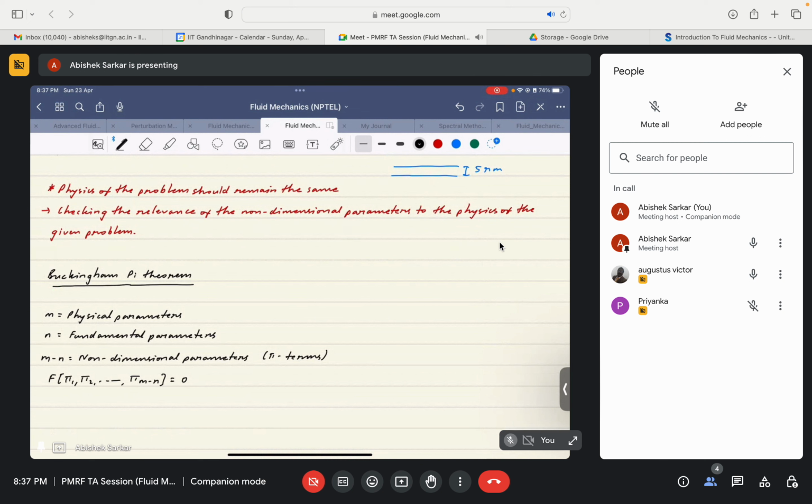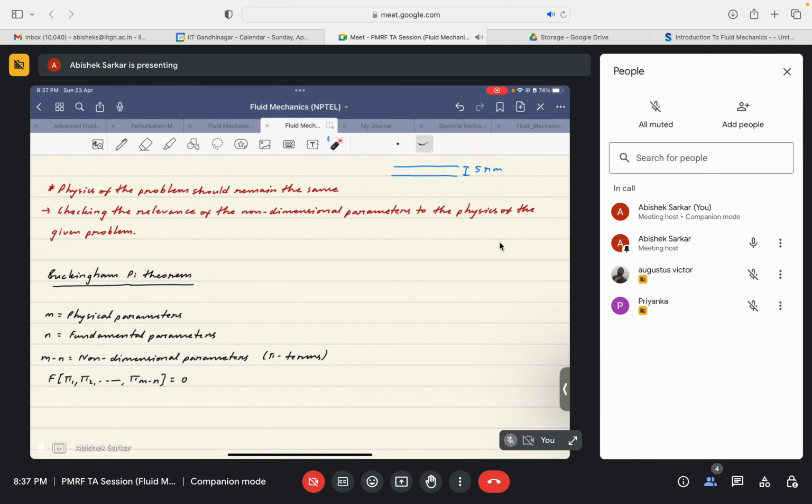Actually, I'm just saying that because it's very important. Sometimes we mix up m and n and may even exchange the notations, right? So here m, in my notation, denotes all the physical parameters, and these parameters can differ from person to person.